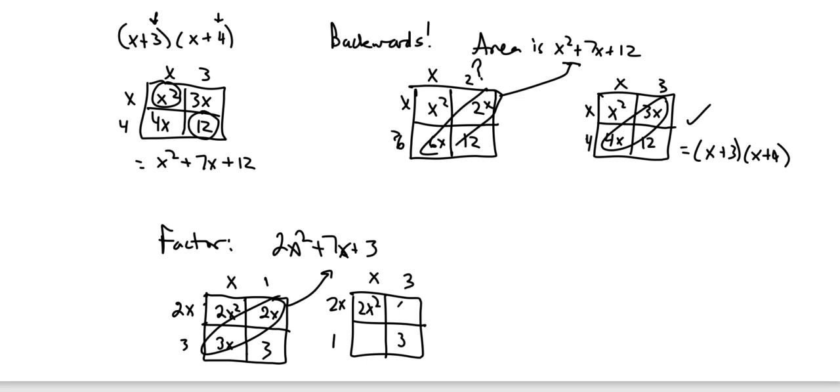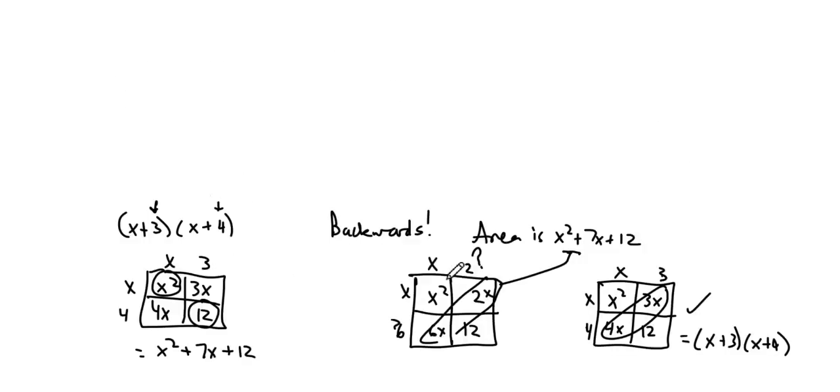So this is going to be 2x by 3. That's 6x. This is 1 times x, which is x. Oh, look, it does work. So that means we can factor this into 2x plus 1 times x plus 3. Okay, so that is complex trinomial.